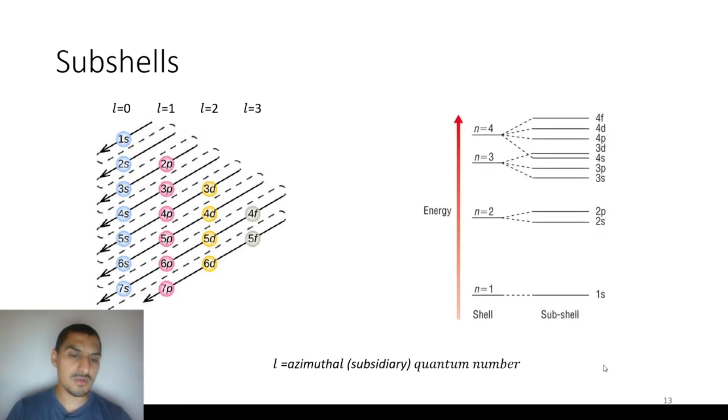For n equals 1, we have only 1s. For n equals 2, we have 2s and 2p. Then here, 3s, 3p. And the energy of 4s is smaller than the energy of 3d.